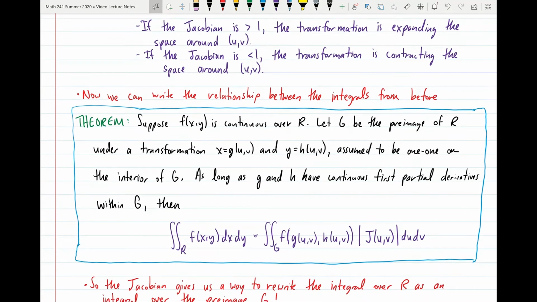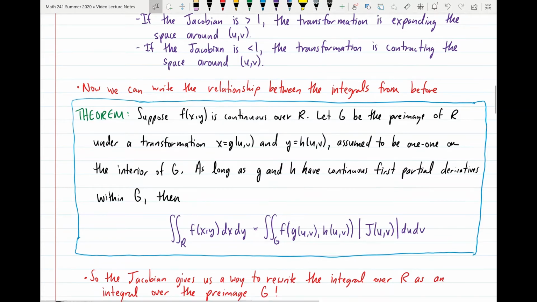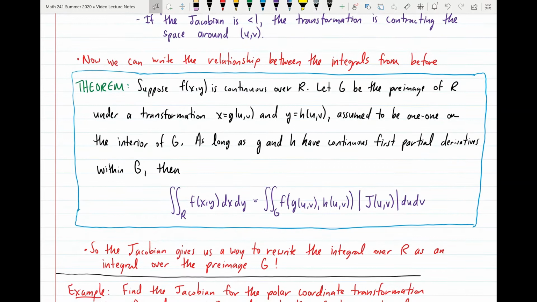Okay, so once we have this notion of a Jacobian, we can actually write the relationship between the integrals from before that we were interested in. And this is the fundamental finding of this whole section, very powerful. So suppose that f of x y is some continuous function in the variables x and y, of course, over the region R in the xy plane. And we can let G be the pre-image of R under some transformation where x is given by g of u v and y is given by h of u v.